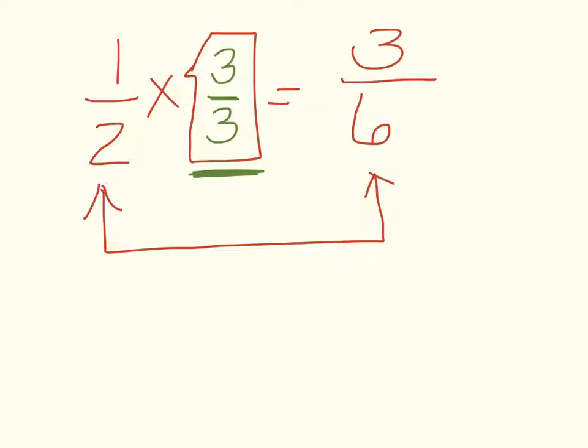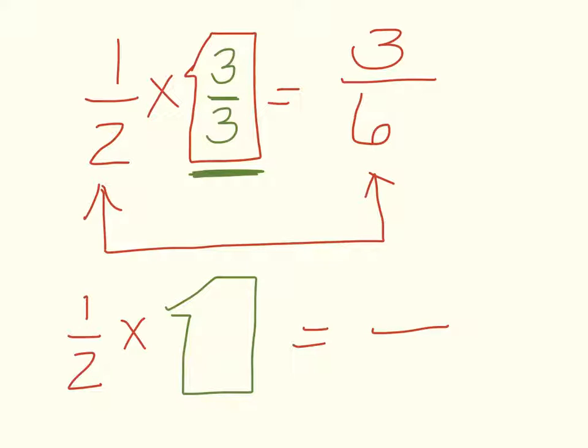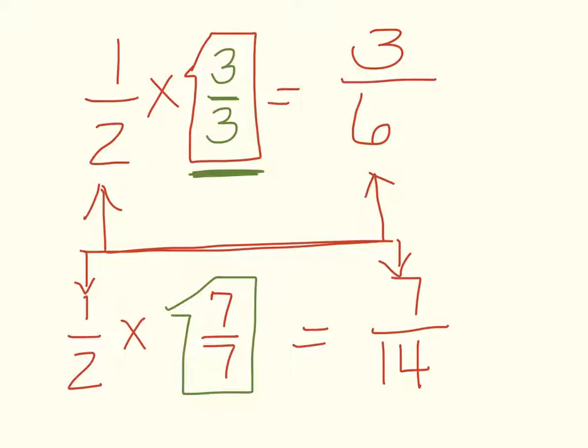Now, there again, if I were to say 1/2 times a fraction equal to 1 equals an equivalent fraction. If we picked any other number like 7 over 7, well, 1 times 7 equals 7, 2 times 7 equals 14, 1/2 is an equivalent fraction to 7/14.